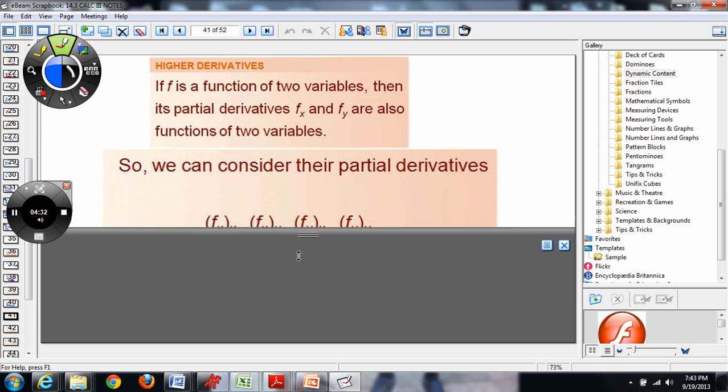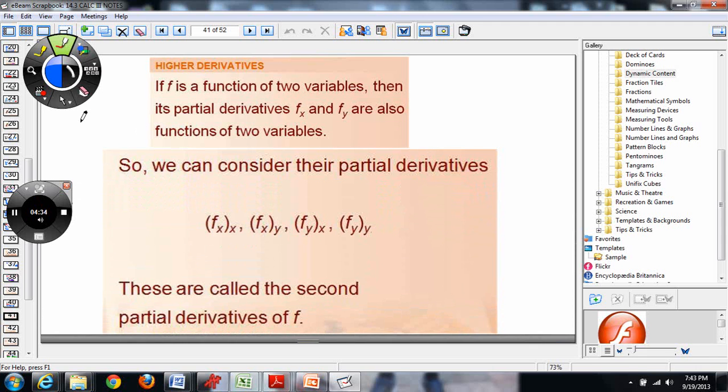Sometimes we can do more partial derivatives. So you just do them. You do the first one, then you do the second one, and then the notation is like this. So partial derivative with respect to x, and then with respect to x again, etc. So these are second partial derivatives.